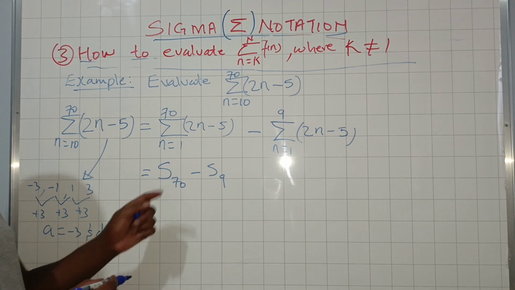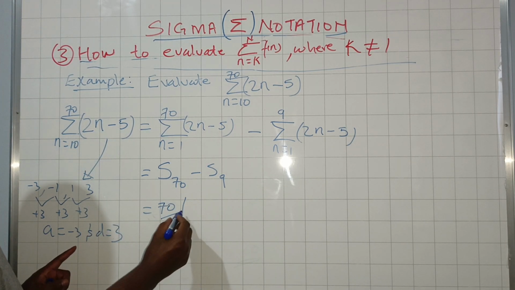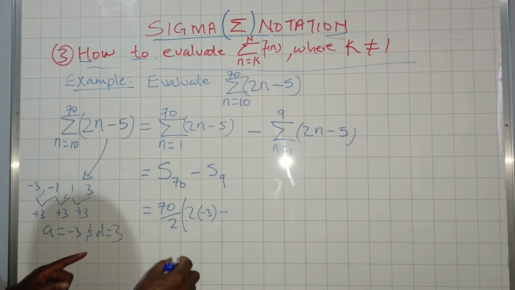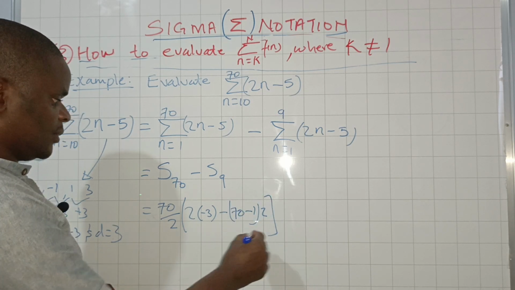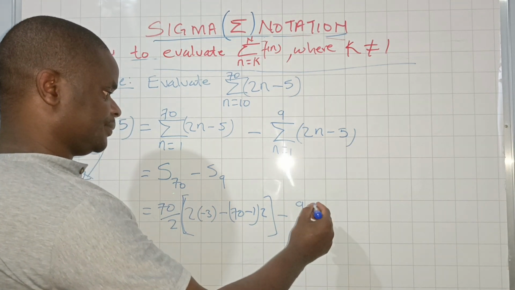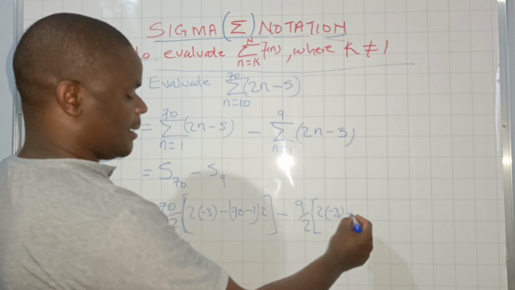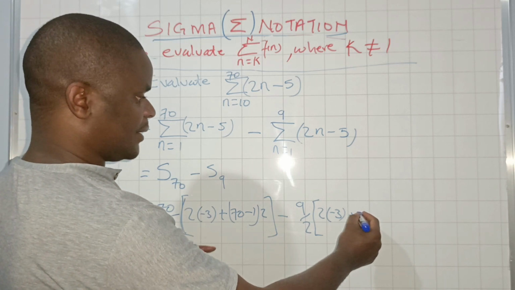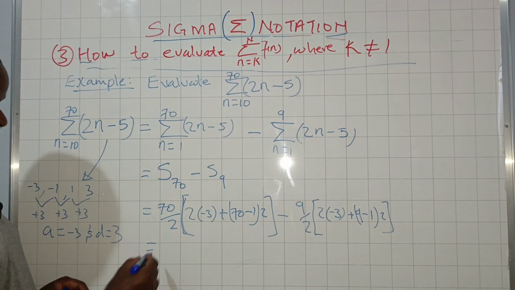And therefore, this could be 70 over 2 into 2a, which is 2 into negative 3, plus n minus 1, which is going to be 70 minus 1, into brackets d, which is 2, that whole thing, minus now S9, that's going to be 9 over 2 into 2 into negative 3 one more time, plus n minus 1, and the n is 9 minus 1, into brackets d, which is still a 2. Okay, so not much fanfare here.